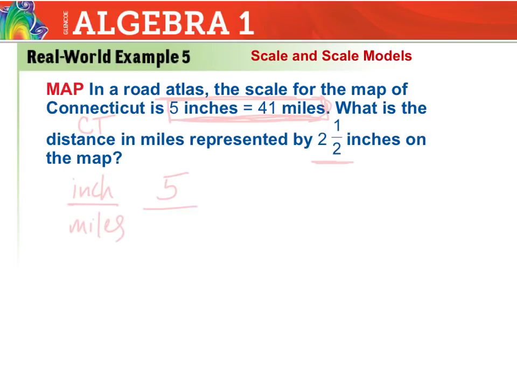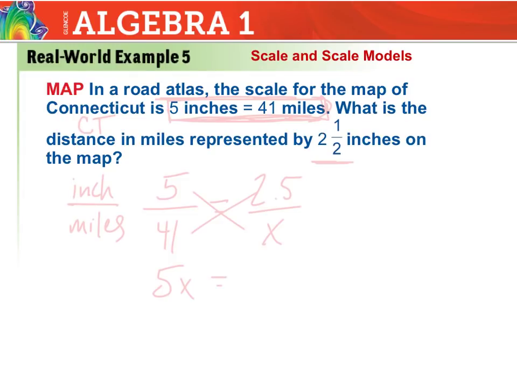So all right, 5 inches is 41 miles, and that's equal to 2.5 inches. Ooh, you see what I did there? Is how many miles? Last year we'd figure out what 1 inch on the map means in terms of miles, and we'd take that number and multiply it by 2.5. In essence, we're doing the same thing here when we cross multiply and divide. We're just a little bit fancier.